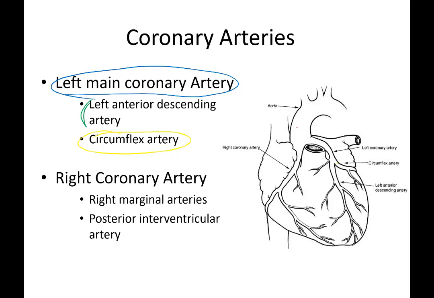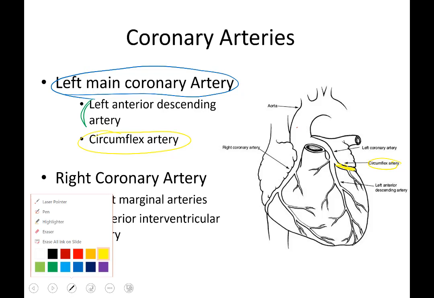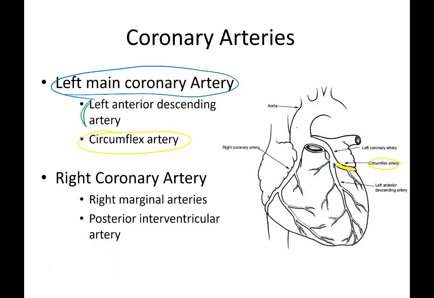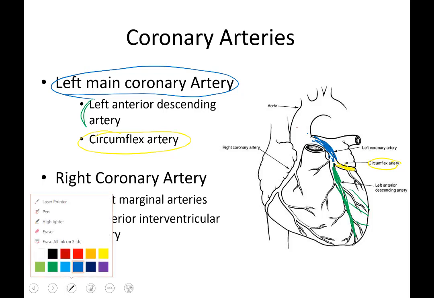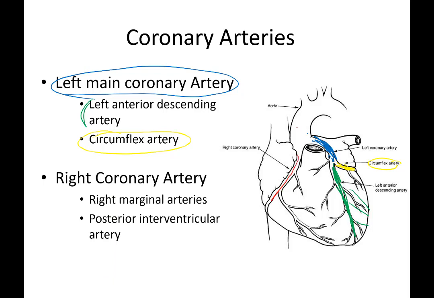When we color this, we can see how the circumflex is wrapping around the heart here. Get back here to the green. Left anterior descending is serving the anterior and mostly left side of the heart. The left main coronary artery is more of just a connector to go from the aorta and to get under this left atrium so that we can have the bifurcation. And then finally, we're back to the right coronary artery serving the right side of the heart and all of its smaller tributaries.